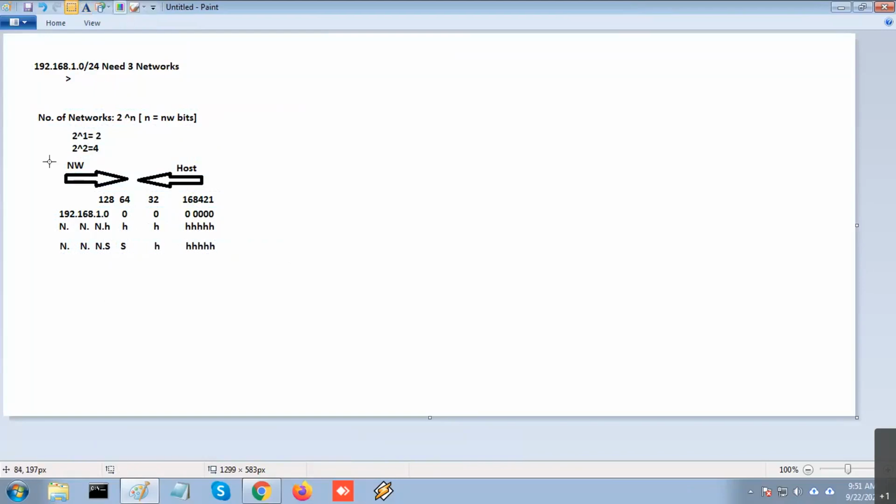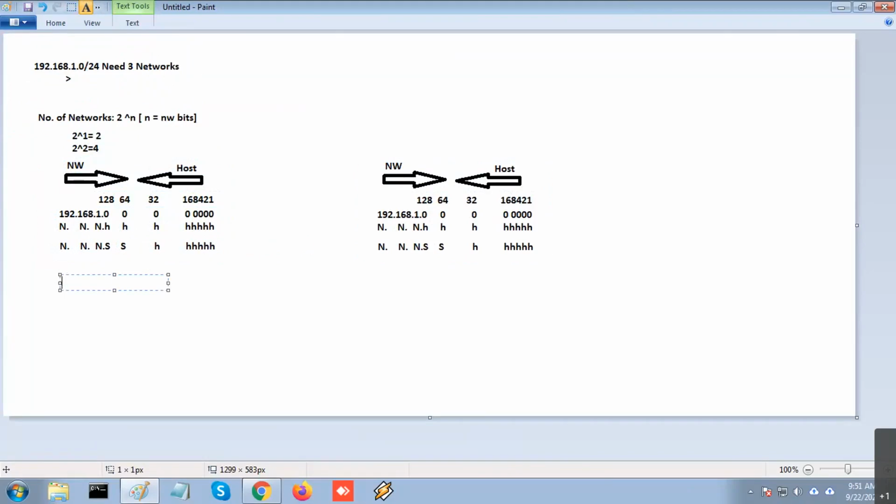So what is this one? Magic number. The magic number will be 64 in the 4th octet. CIDR is 24 plus 2, 26. This is clear. Then the magic number is 64 in the 4th octet. So how many subnets am I going to create? 2 power n, n is the network bits, so 4 subnets I'm going to create.